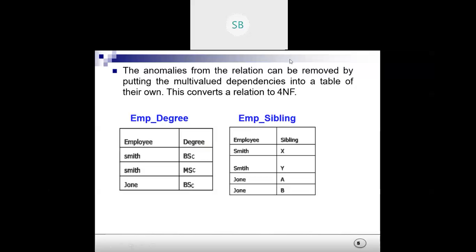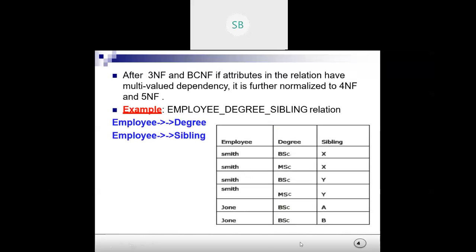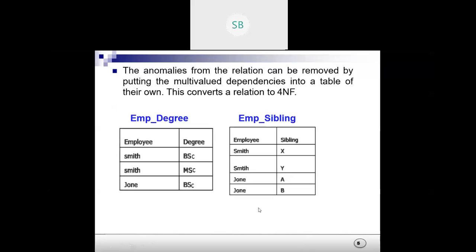Yes, we have 2 degrees, and we know that this table was in BCNF. That means it is obviously in first normal form, so no atomic value issue. First normal form says there should be unique, single attributes. That is why we are writing 2 times. It's not that we will write Smith here and BSc, MSc together. That is not possible. Domain dependency should not be there in first normal form. In this way, you can change it.